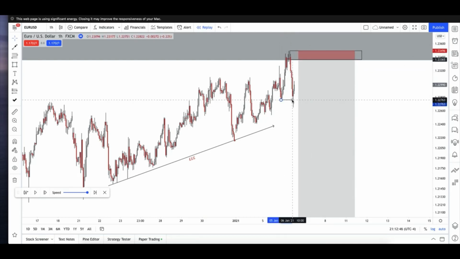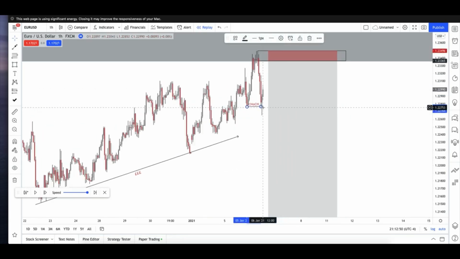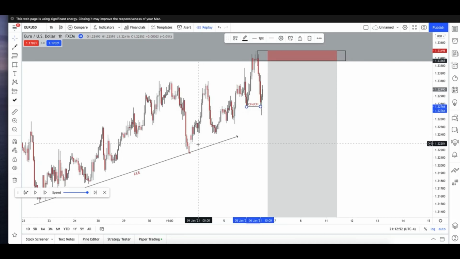So at this point over here, that would have been our change of character. Because price was printing higher lows, but then what did it print right here? A lower low. It didn't sustain its upside. It broke through that low. That's what we call a change of character. Once I identify that on the lower time frame, then I would look for my entry. And as you can see, we found one on that 15-minute.